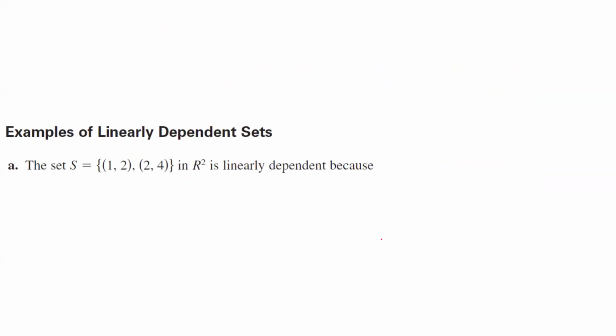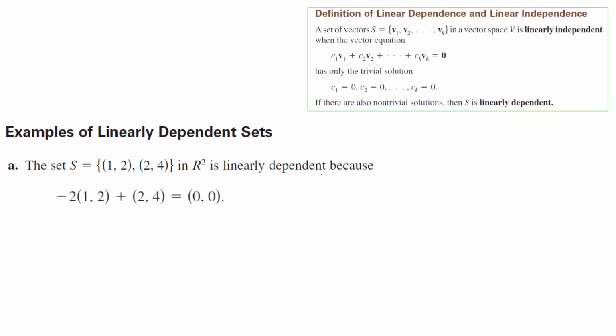Example of linearly dependent sets. Consider the following set. The set including (1, 2) and (2, 4) in the plane is linearly dependent. Why is that? If I write a linear combination of -2 multiplied by (1, 2) plus 1 times (2, 4), this becomes 0.